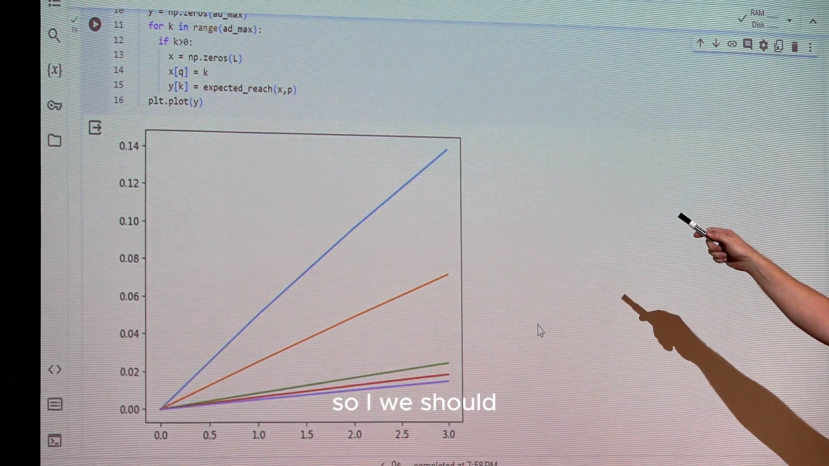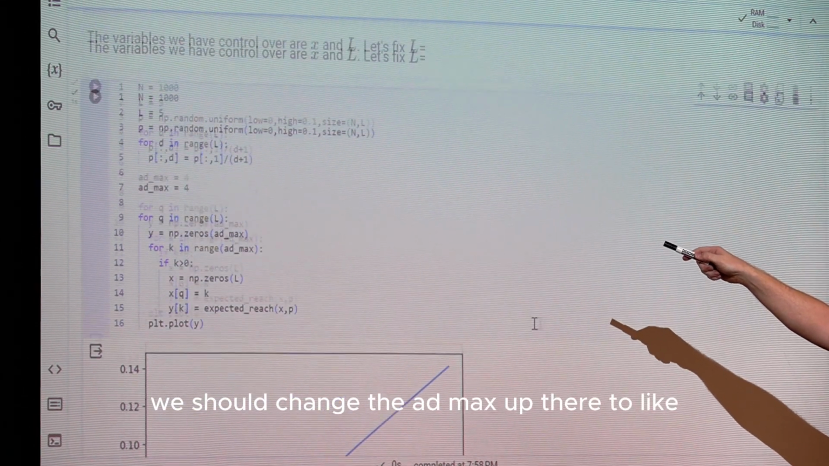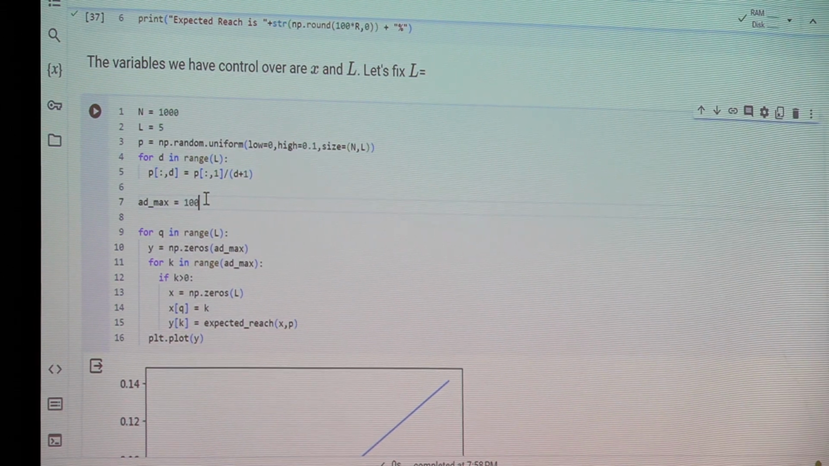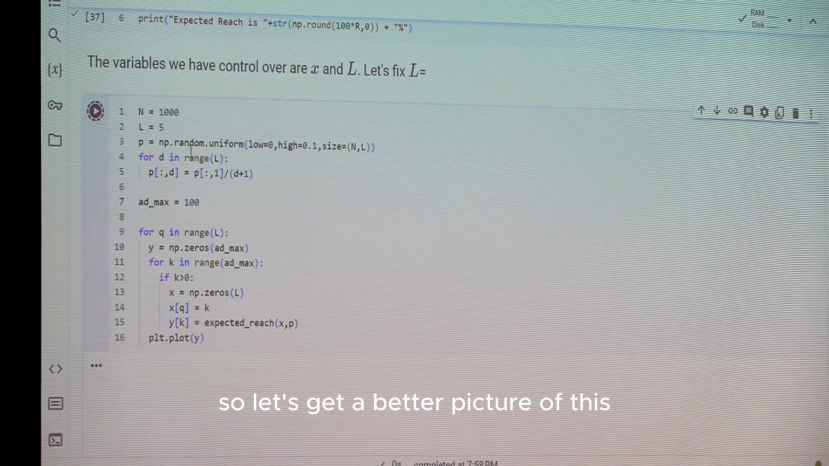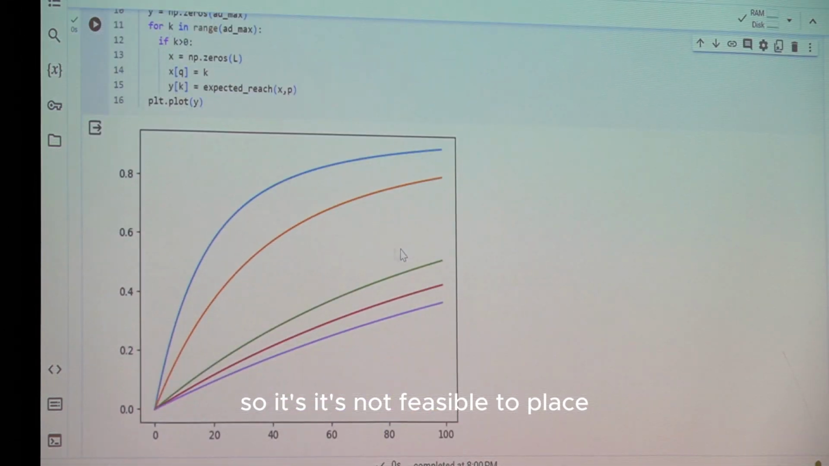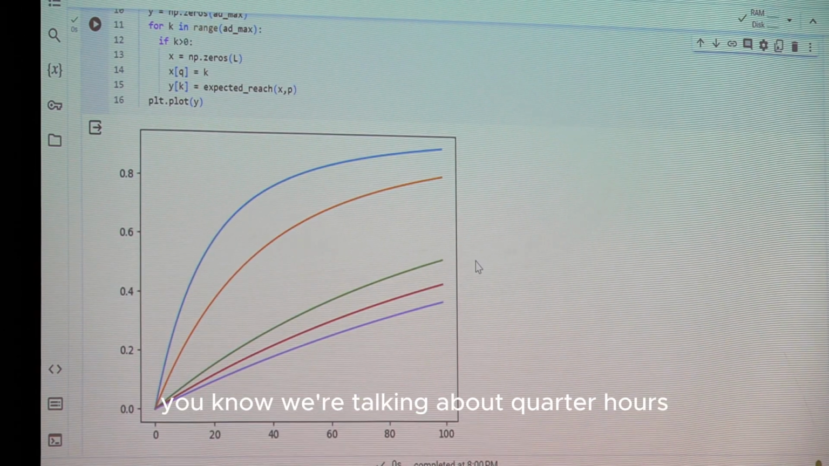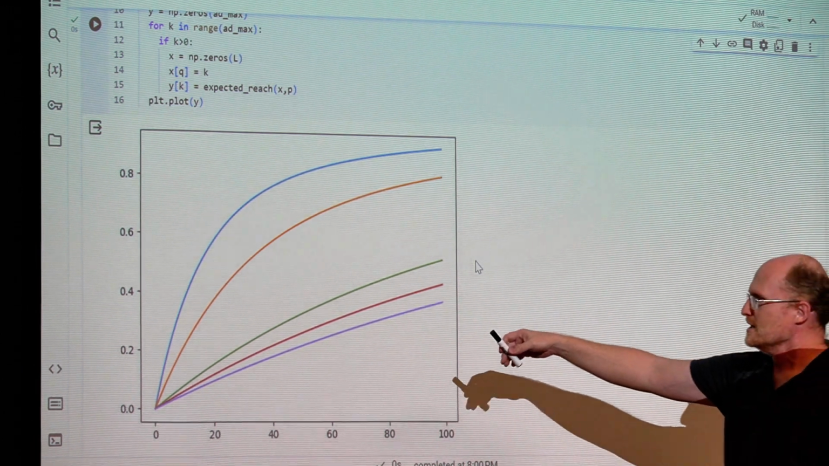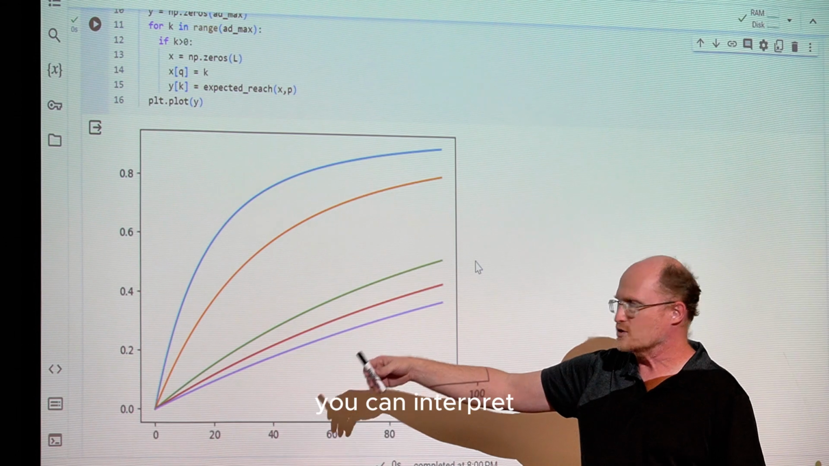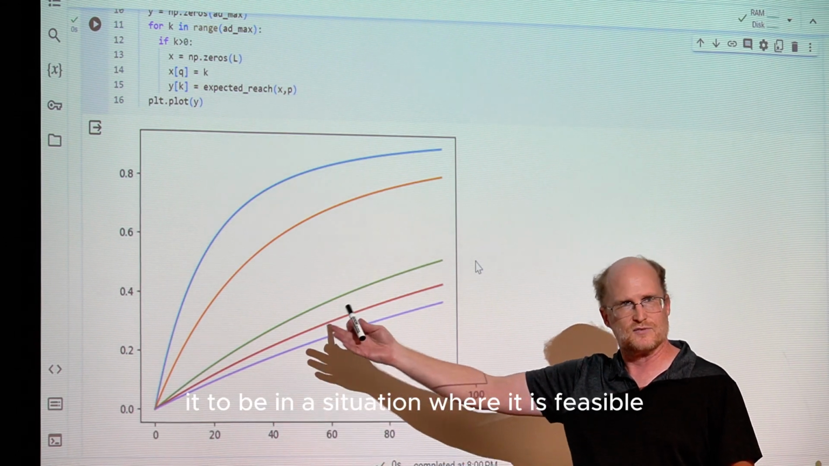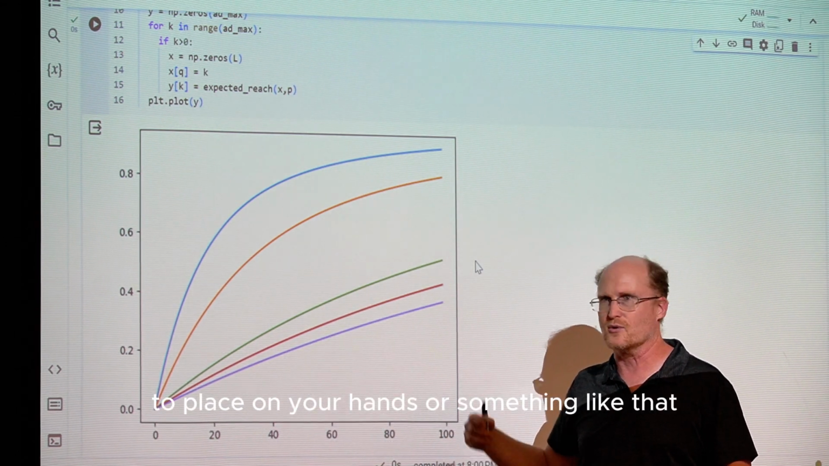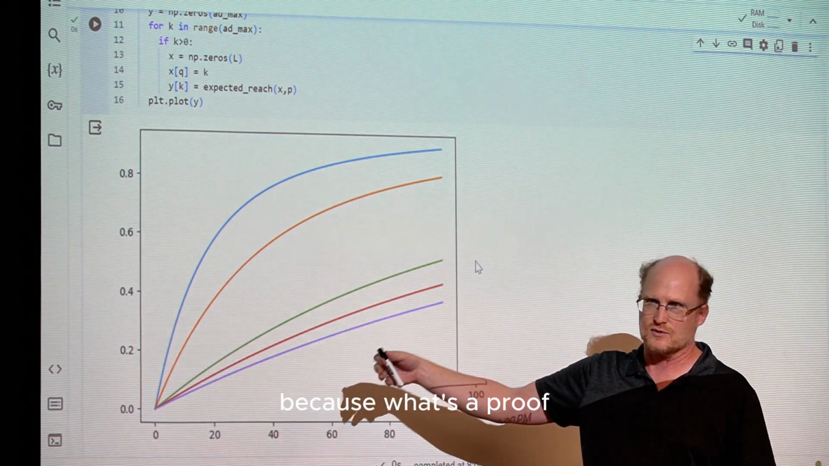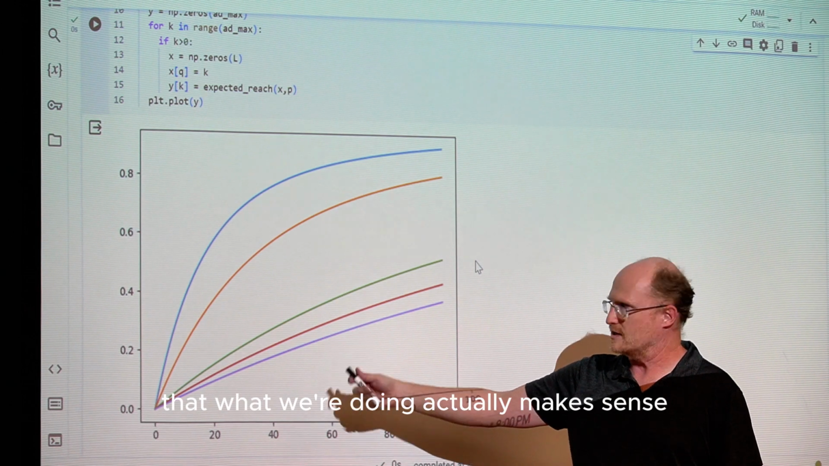So we should change the ad max up there to like 100 or so. Let's get a better picture of this. If we're talking about quarter hours, it's not really feasible to place 100 ads. So you could interpret it to be in a situation where it is feasible to place 100 ads or something like that, or as a proof of concept, because it's a proof that what we're doing actually makes sense, right?